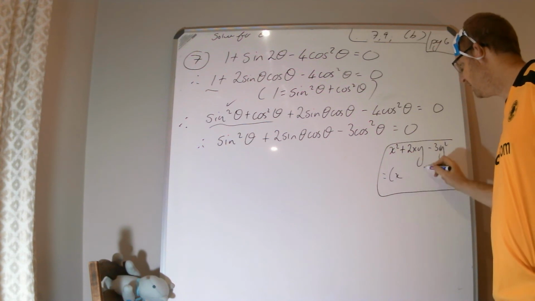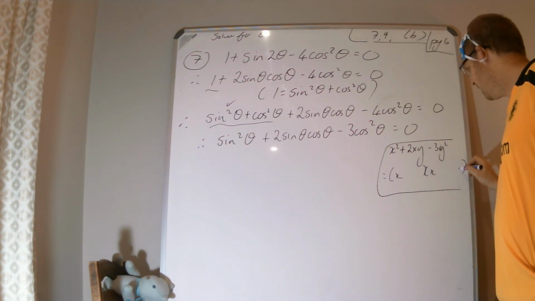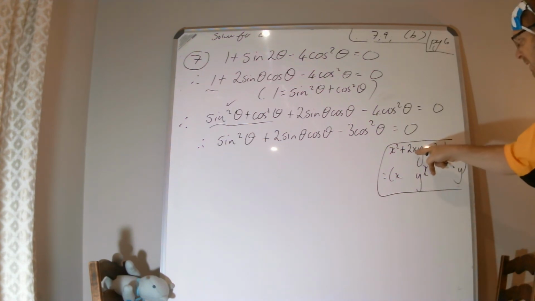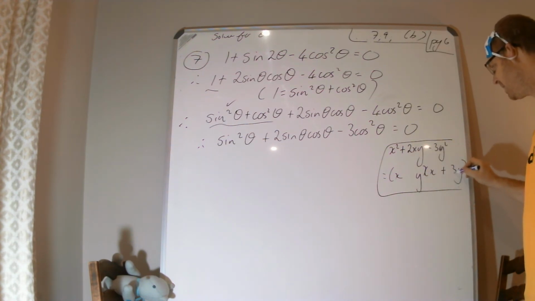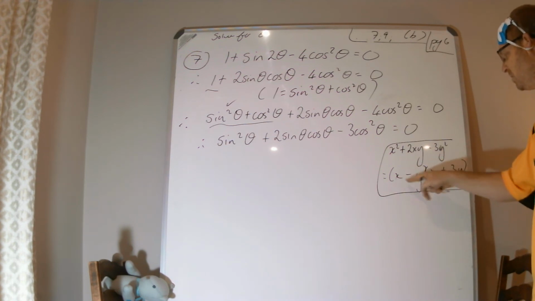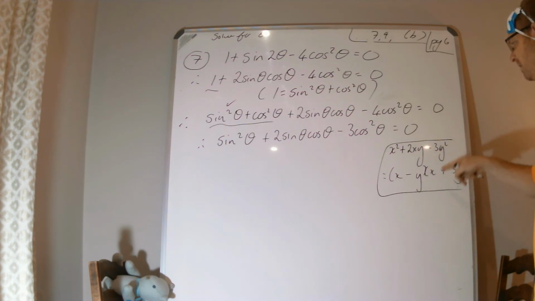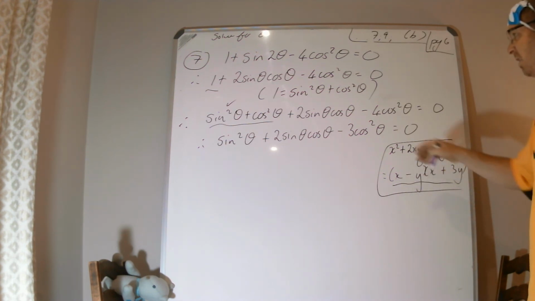Well, you're going to have an x, an x, a y, and a y. One's going to be plus, one's going to be minus. You want to end up with plus 2, so that's going to be plus 3 and negative y. Always check: x squared plus 3xy minus xy is plus 2xy, minus 3y squared. So this is going to be the pattern of your answer.